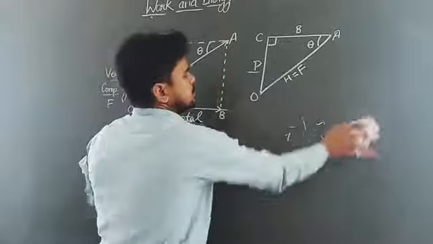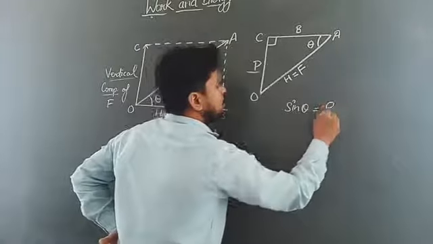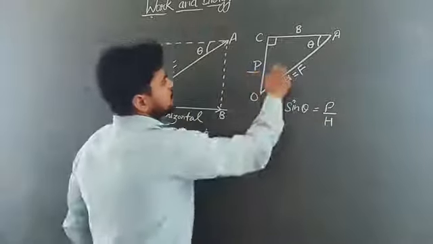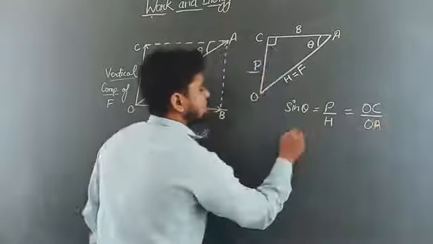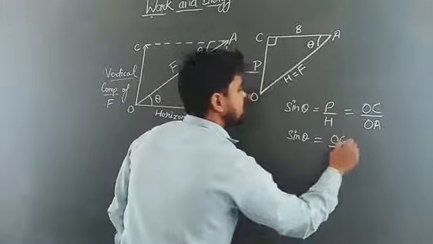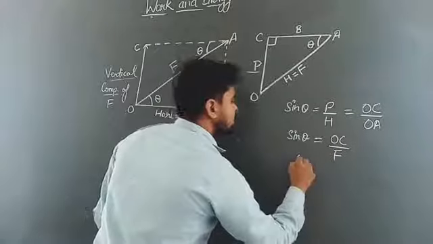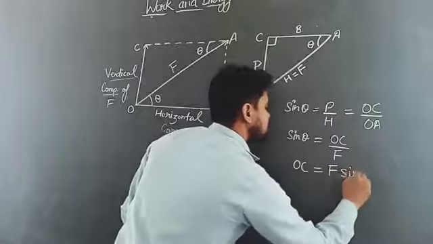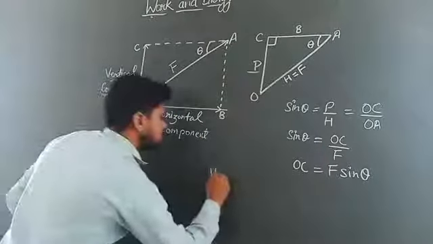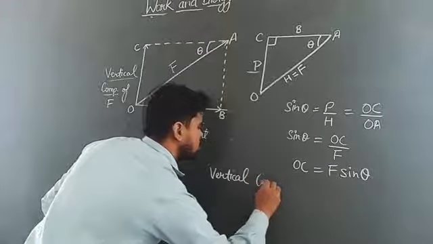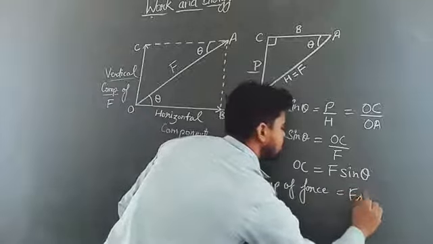Now let us write the value of sin theta here. So here we can write sin theta equal to perpendicular divided by hypotenuse. The perpendicular is OC and the hypotenuse is OA. So we can write it as sin theta equal to OC upon OA. OA is equal to F. So we can write here F. Now cross multiply, then what we get? OC equal to F sin theta. But what is OC? OC is the vertical component of force. So what we can write? Vertical component of force equal to F sin theta.